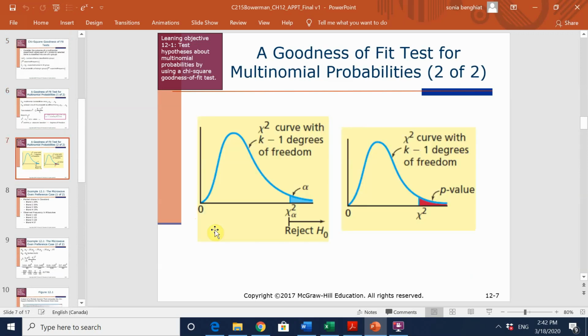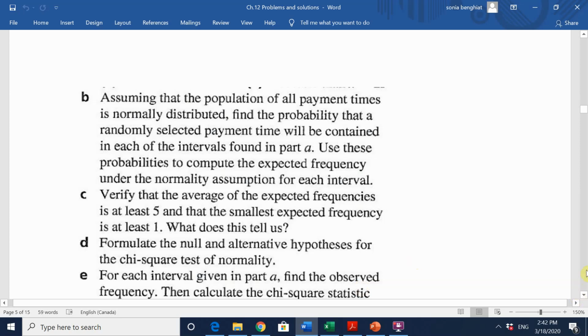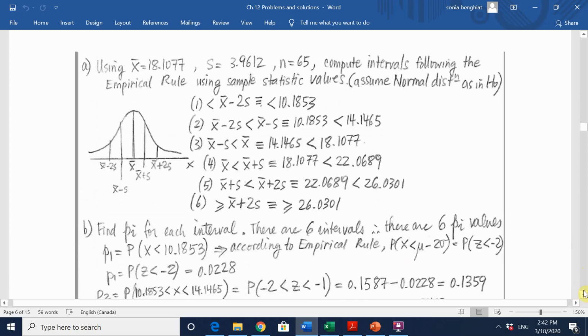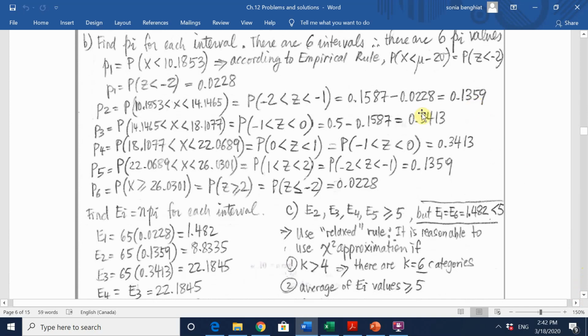So if we go back to our problem, I know that I've got sample size n equals 65. I've got my hypothetical probabilities, which I found over here. I've got 6 of them. And so now all I need to do is find my expected frequency count for each of the 6 categories. E1 is equal to 65, that's my sample size, times the probability for category 1. So I get this value right here. I continue with category 2. The expected value for category 2 is 65 times the probability of an observation being in category 2, which I get from this right here. And so I get my expected value.